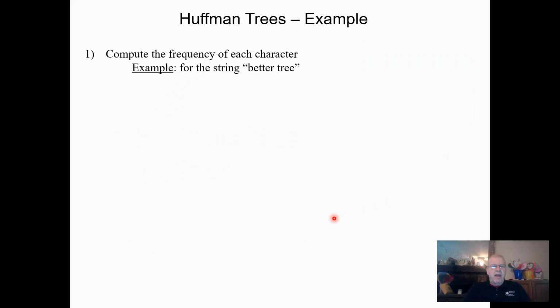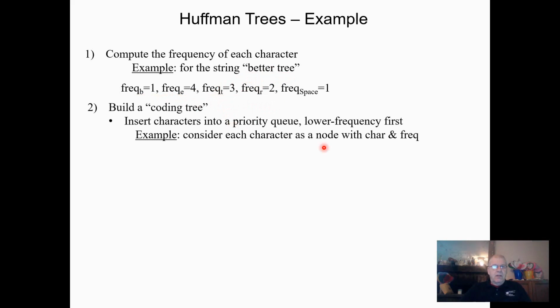So here's an example for the string "better tree." So here, first step is we count the frequencies. B has a frequency of 1. E has a frequency of 4. T of 3, and so forth. And then secondly, we build a coding tree. Build a tree by inserting characters into a priority queue with lower frequency first.